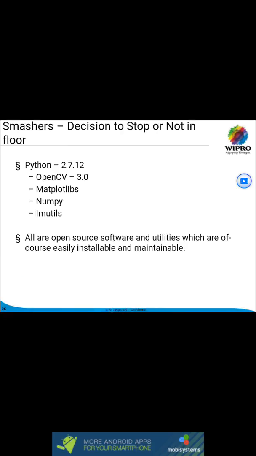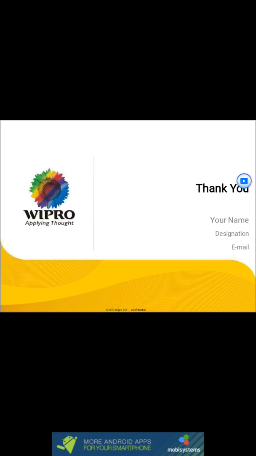The tool which we have used is Python, which is open source, and the library files which we have used for image processing and video processing are OpenCV, Matplotlib, NumPy, and imutils. All these open source software and utilities are easily installable and maintainable. And we have hosted this application in AWS Cloud, which can be easily accessed. And for faster processing, it is running on an EC2 instance. The details of the EC2 instance have been shared.